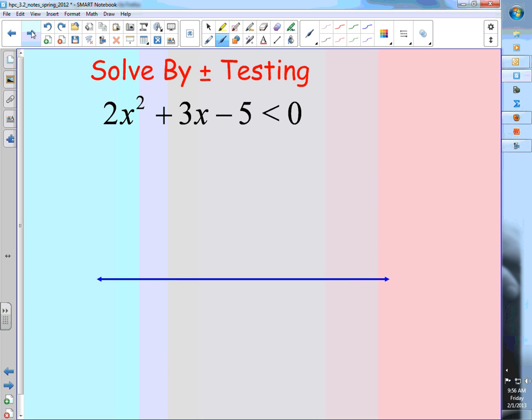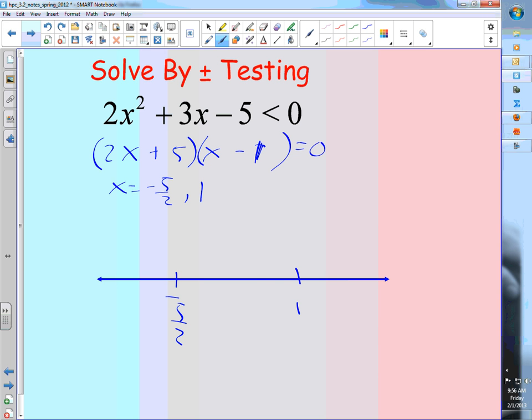Same function, we're going to solve by plus-minus testing. So again, we factor and find the roots. We're setting it equal to 0, plus 5, minus 1. So your roots are still negative 5 over 2 and 1. Here's negative 5 over 2. Here's 1. Here's 0. We're not including the roots, so we circle those.